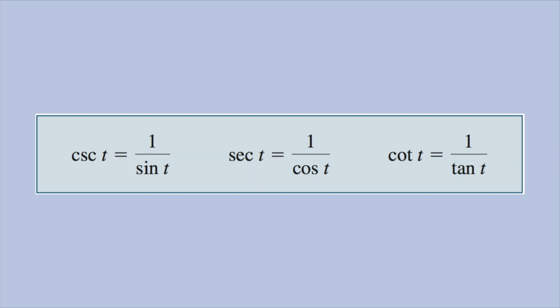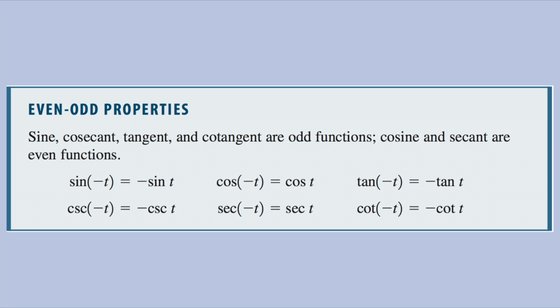In order to figure out the sign of secant, cosecant, and cotangent, it is important to know that secant x equals 1 over cosine x, cosecant x equals 1 over sine x, and cotangent x equals 1 over tangent x. Each function also has the property of an even or odd graph. Sine, cosecant, tangent, and cotangent are odd functions, while cosine and secant are even functions.